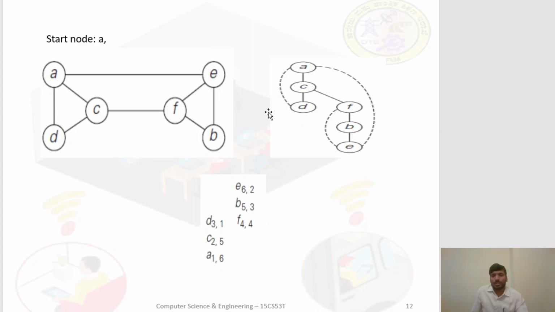So here is the solution given for DFS traversal: A, C, D, from C, F, B, E. Okay, students.